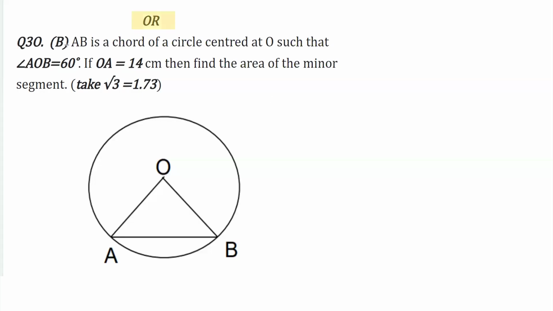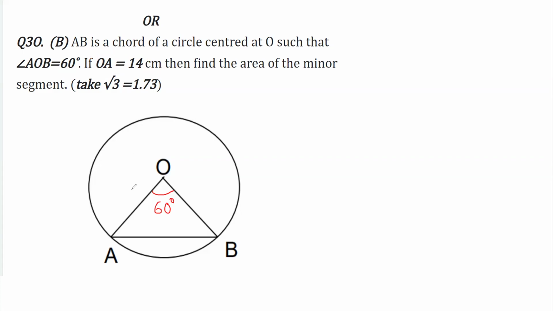Now we are on the OR part of question number 30, which says 30B. It says AB is a chord of a circle with center O, and so O is the center and AB is the chord of the circle. Further, we are also given the measurement of this angle, and that is angle AOB is given as 60 degrees.